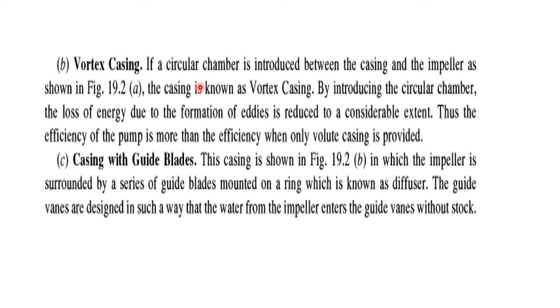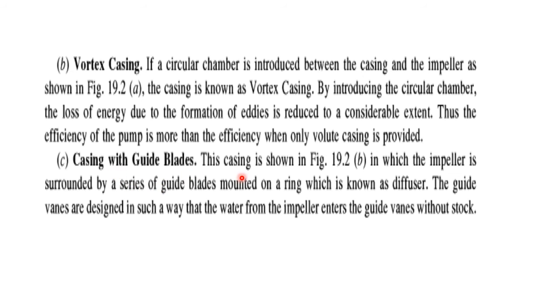Vortex casing: if a circular chamber is introduced between the casing and the impeller as shown, the casing is known as vortex casing. By introducing the circular chamber, the loss of energy due to formation of eddies is reduced to a considerable amount. Thus, the efficiency of the pump is more than the efficiency when only volute casing is provided.